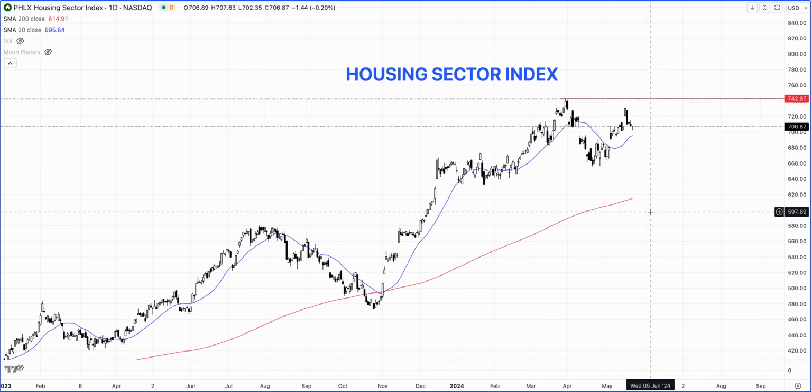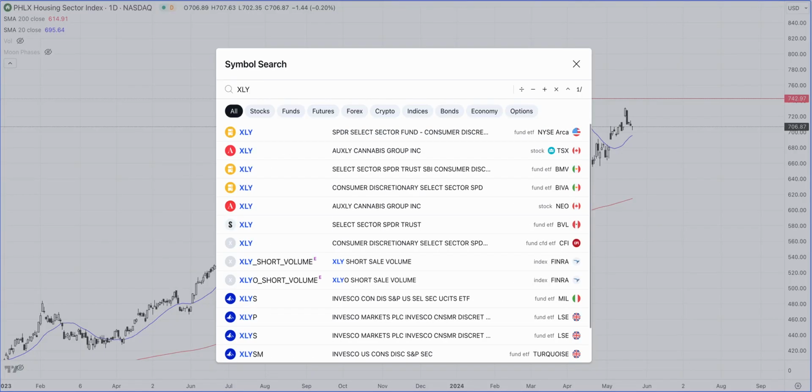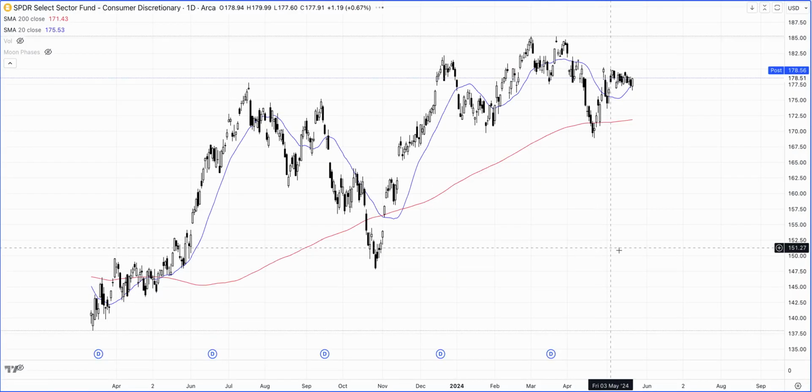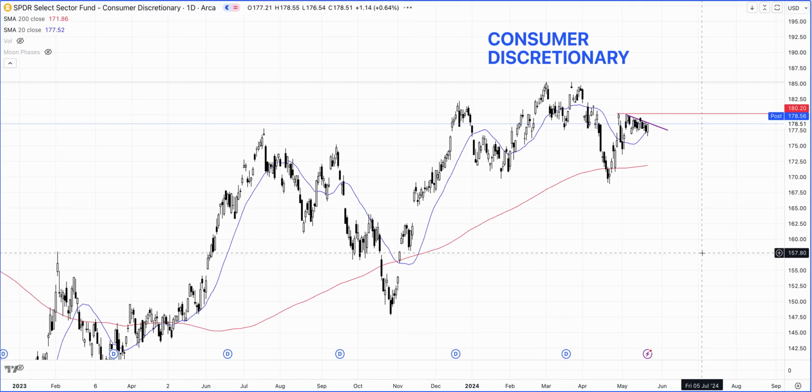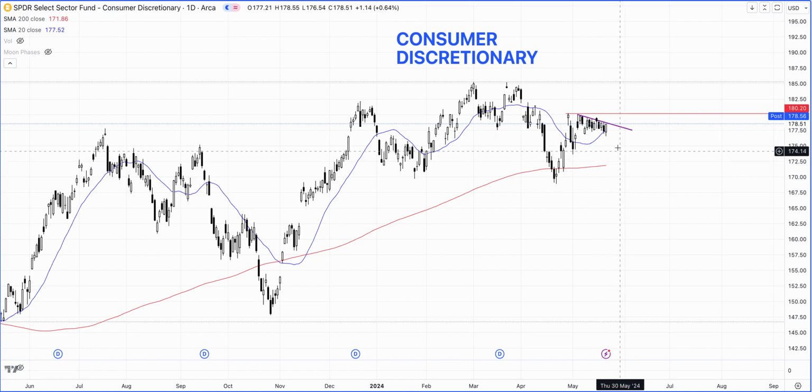Now let's take a look at the consumer discretionary. So this is the daily chart XLY. It also improved today, so a bullish candle for that, with price touching the 20-day moving average. Really watching this downtrend line, and this micro downtrend line, and this swing high of 180.